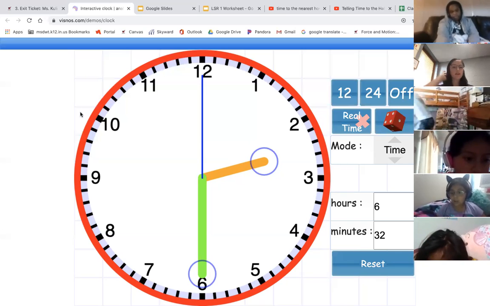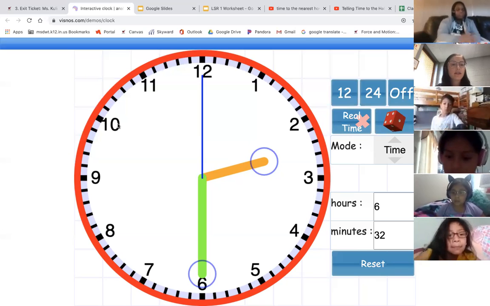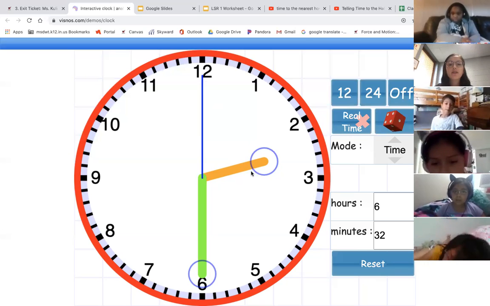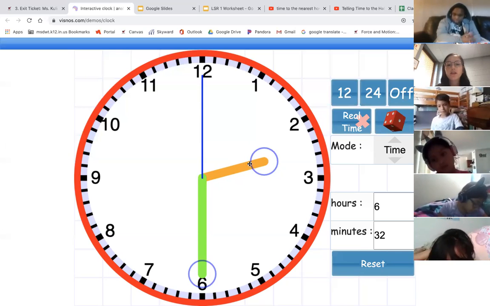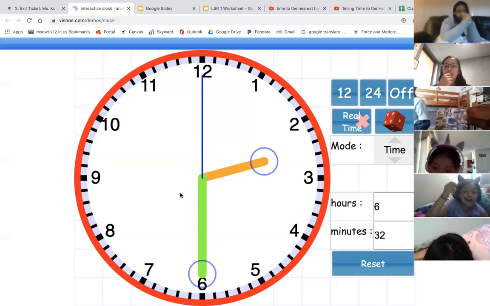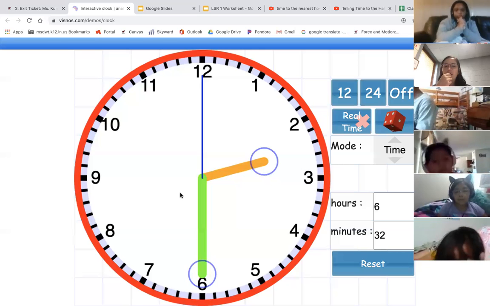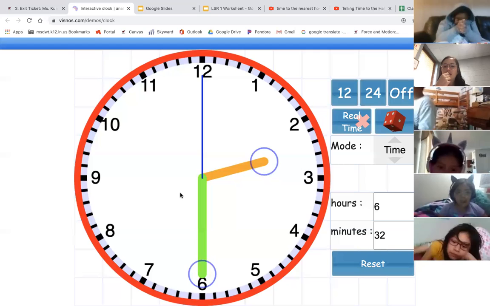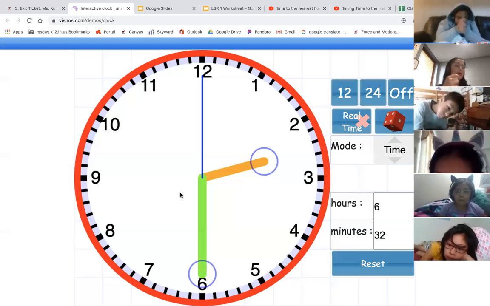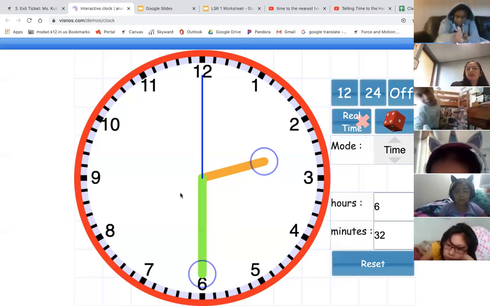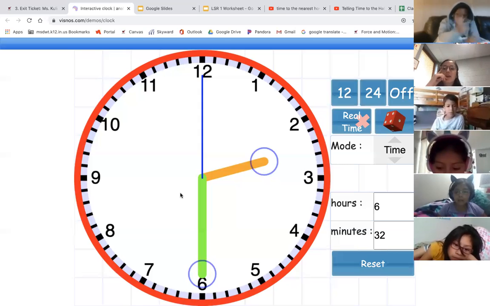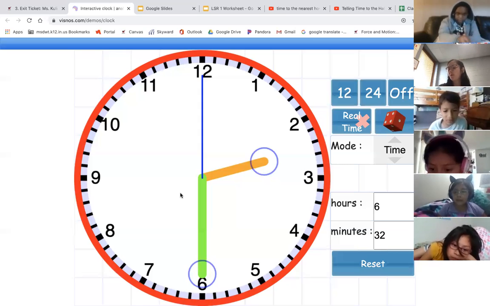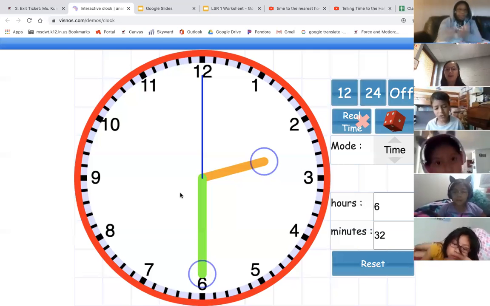What time is it? Diana, try again. Diana, you need to look at the orange and the green, not this blue one. The orange is the hour and the green is the minute. All right, Willie, can you tell me what time it is, bud, on our clock? 2:30. Perfect.